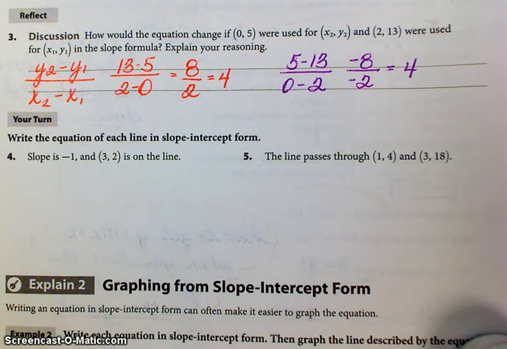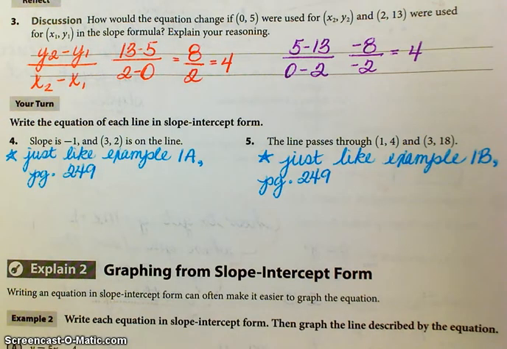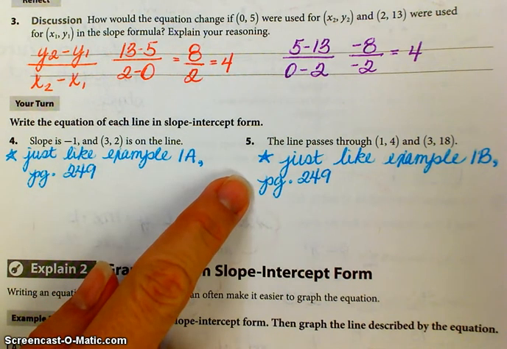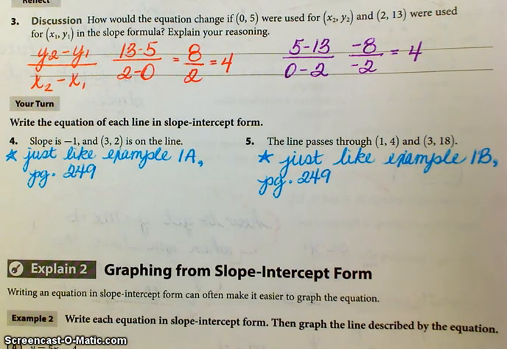All right, your turn. Write the equation of each line in slope-intercept form. So why don't you pause, see if you can do that, and then hit play and check your answers for 4 and 5 in just a minute. All right, if you're having a little trouble figuring out what to do, number 4 is just like example 1A on the previous page. Number 5 is just like example 1B on the previous page. So take a look at those and see if you can figure these out.